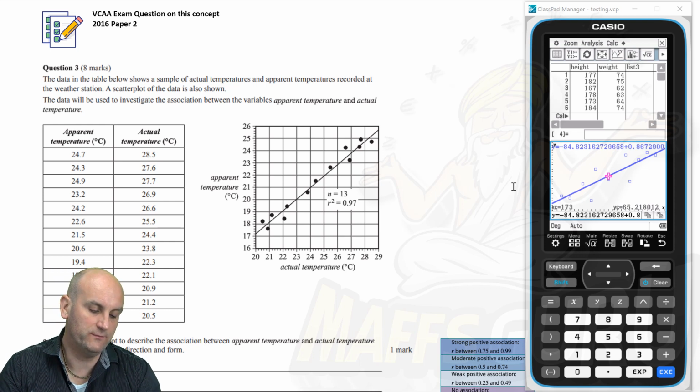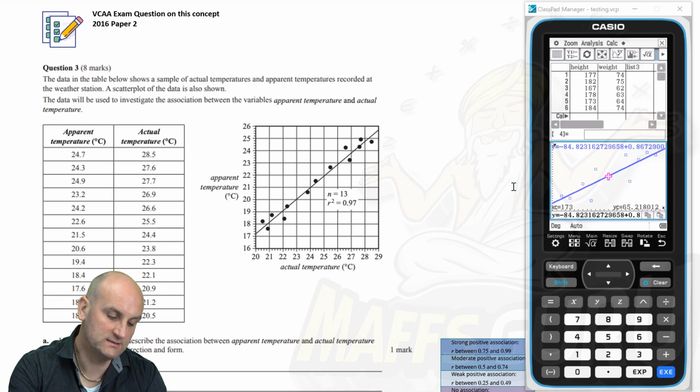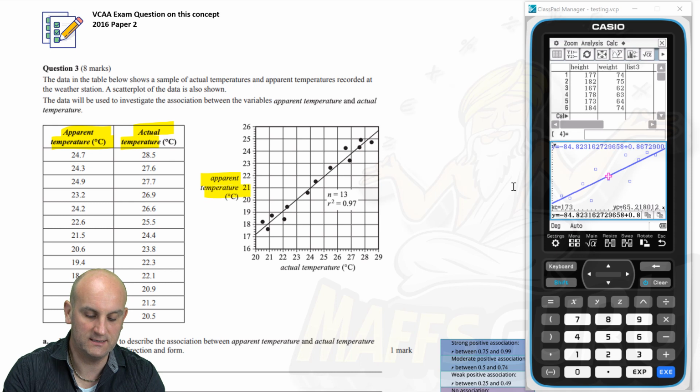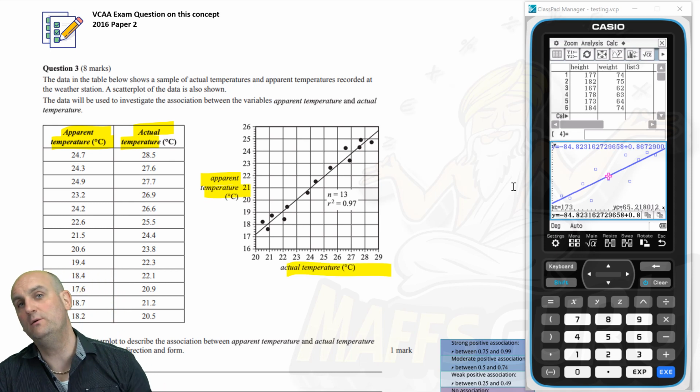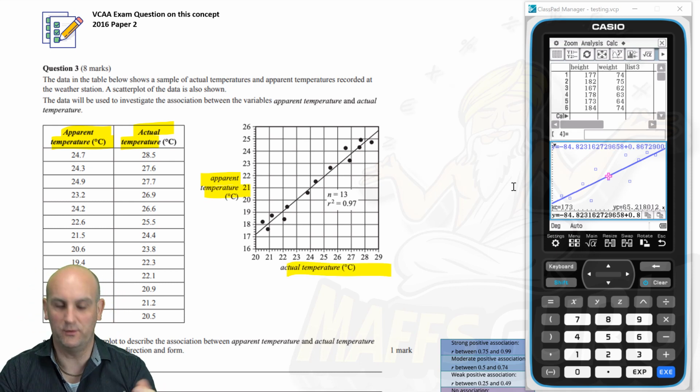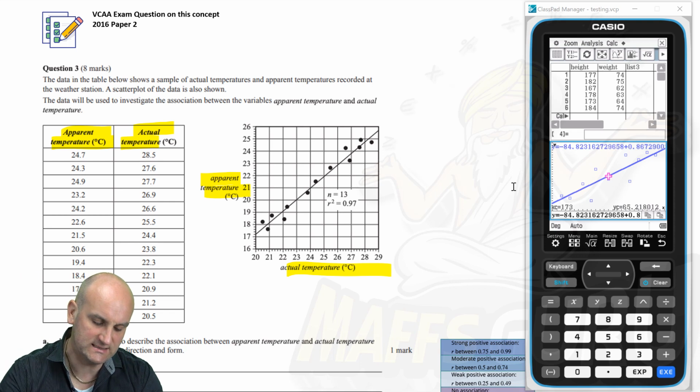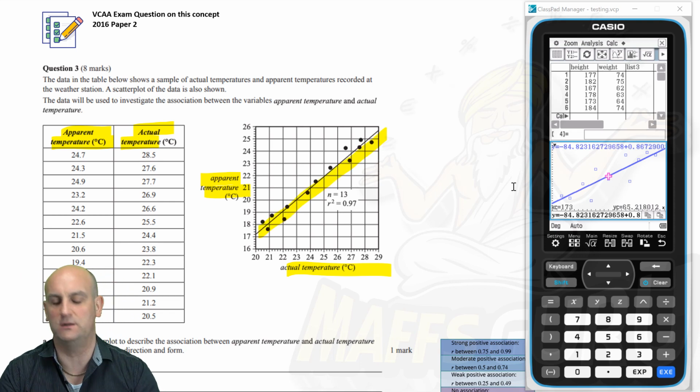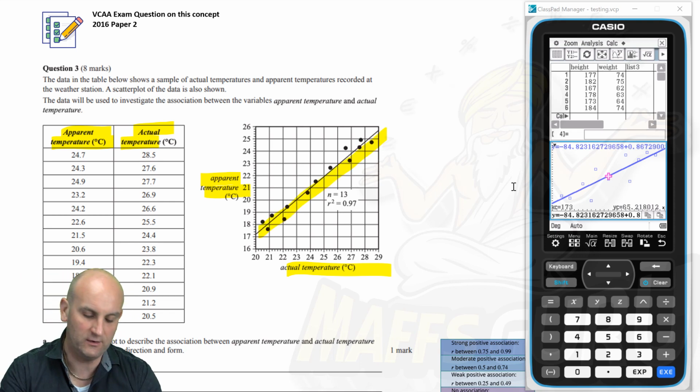So, question number 3 from the 2016 Paper 2 basically gave you some data that said apparent temperature, actual temperature, and the great thing is they gave you the graph as well. So we knew what the explanatory variable was, and we knew what the response variable was, and we can see that this graph is beautifully sloping up. There seems to be a straight line on it. We knew there were 13 data items.